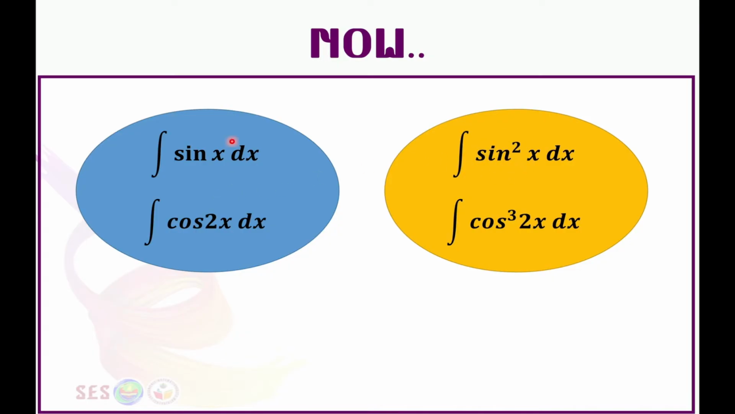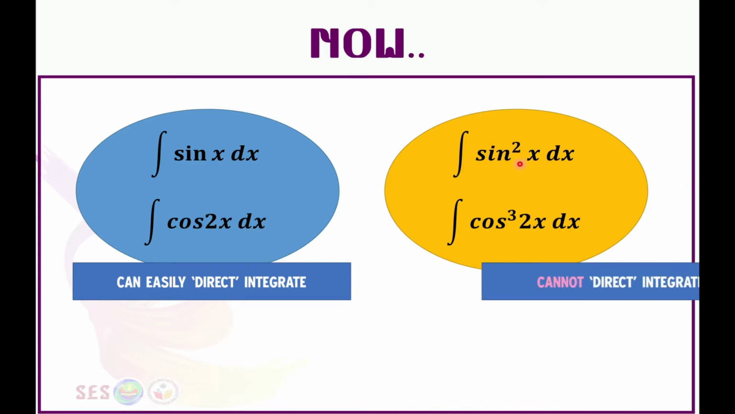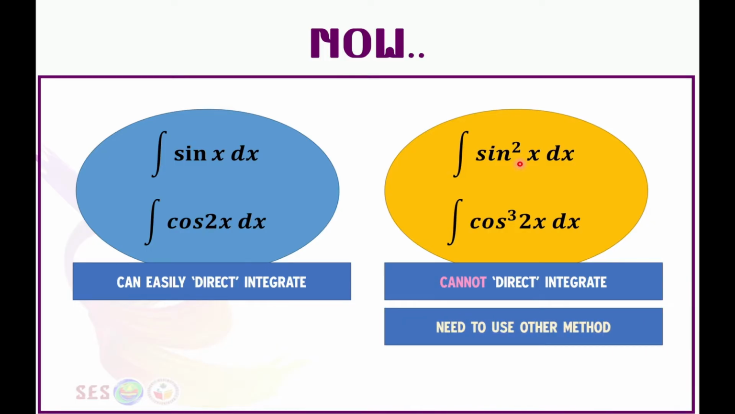Okay, first look at our blue circle here. I can directly integrate sine x to get negative cos x plus c. The same goes for integrating cos 2x, I will get sine 2x over 2, right? So I can easily directly integrate them. So what if I have powers on my trigo? I cannot directly integrate them. Hence, I need to use a method for this.